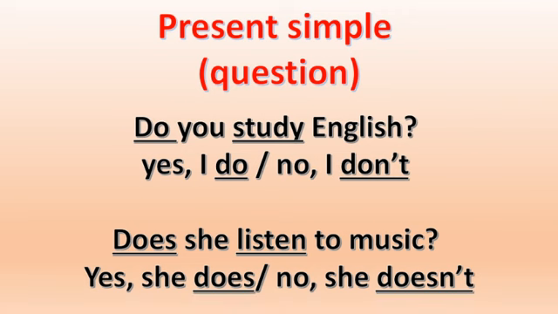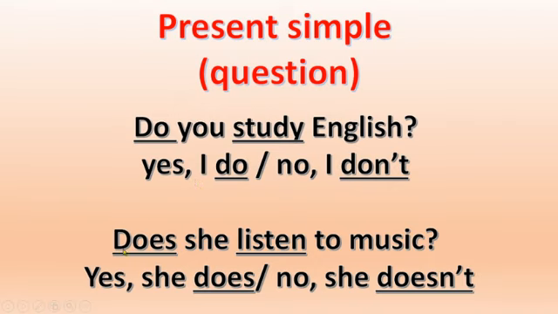Okay, today I'm going to explain what the present simple is, but in question form. We use, for example, the auxiliary do or the auxiliary does. Do is for first person, and does for third person. Here we have two questions. Do you study English? You can answer yes, I do, or negative, no, I don't.